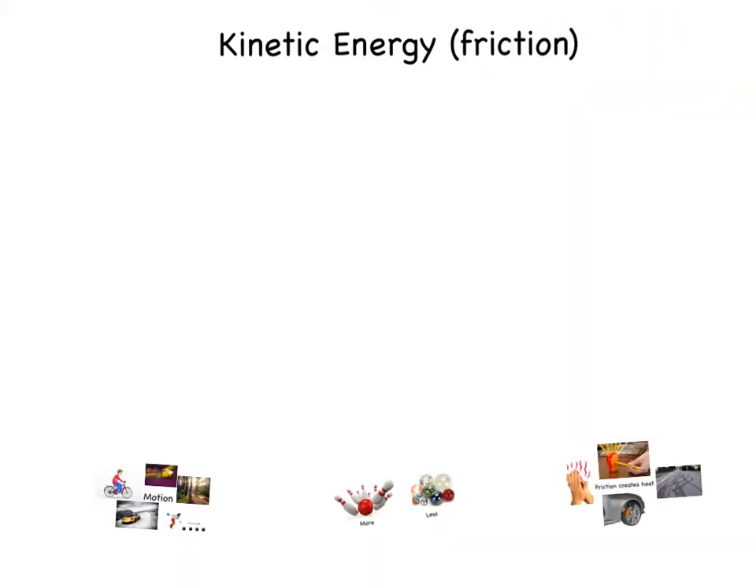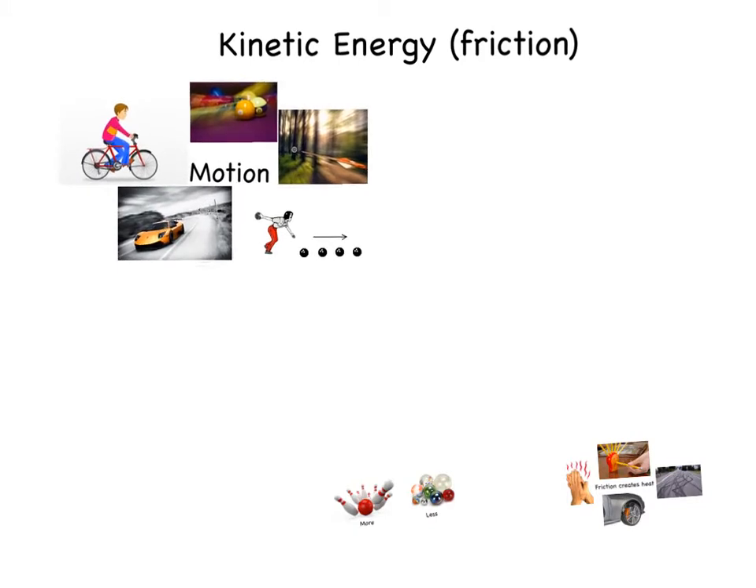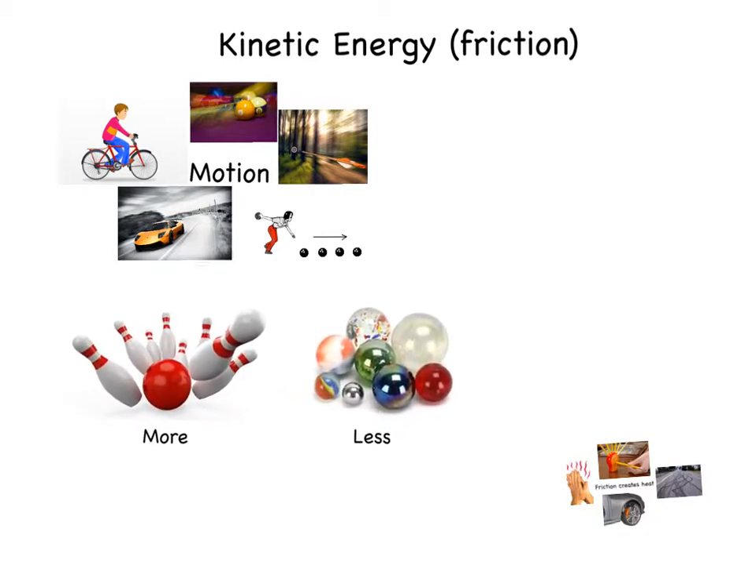Motion energy, which is really called kinetic energy, comes from things that are in motion. All moving things have kinetic energy. Kinetic energy that belongs to an object is due to its motion or movement. The heavier an object is, the faster it moves and the more kinetic energy it has. So a rolling bowling ball will have more kinetic energy than a rolling marble.